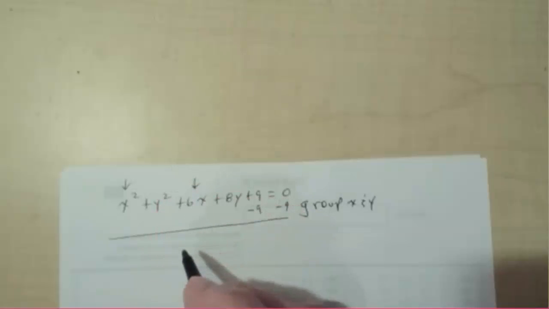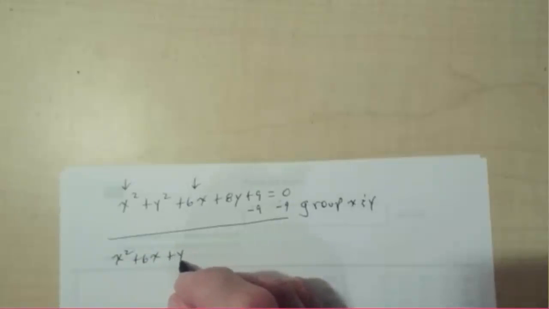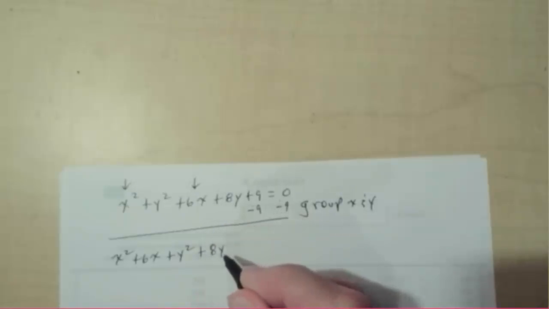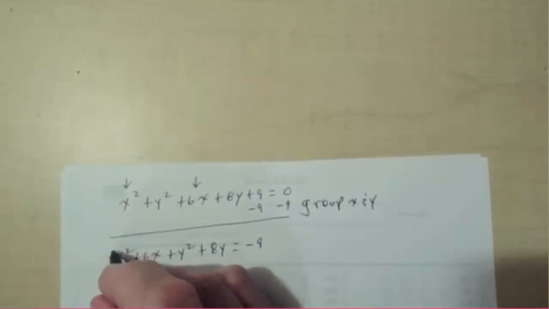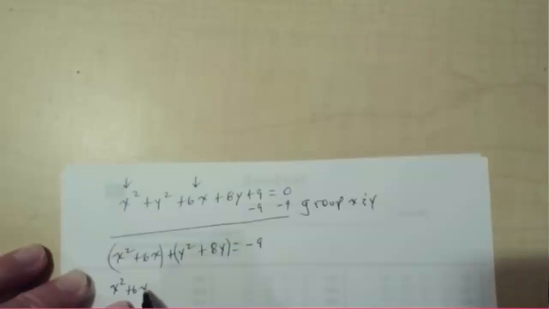and the y's together. So we have x squared plus 6x plus y squared, plus 8y equals negative 9. Right? Right. Now we're going to make perfect squares out of each of these. First of all, we're going to take half of 6. So we have x squared plus 6x. Half of 6 is 3. 3 squared is 9. So we're going to add 9 to this side.